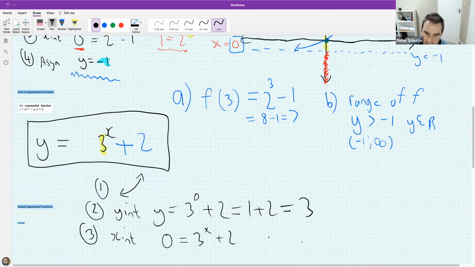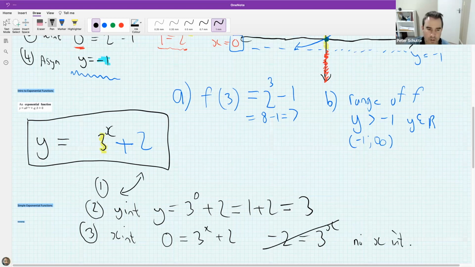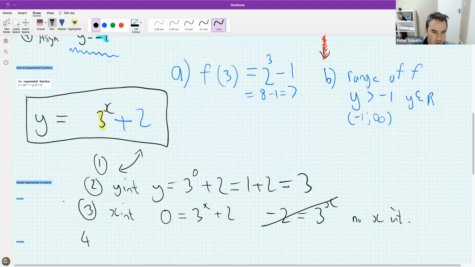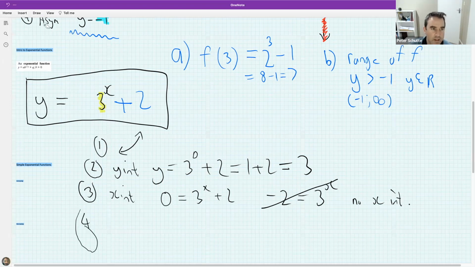In order to find the x-intercept, you need to find a value. So you've got 3 to the power of what gives you -2. It's not possible to raise 3 to a number and get -2. That is not possible. So there are no x-intercepts. What do you think the asymptote is going to be?